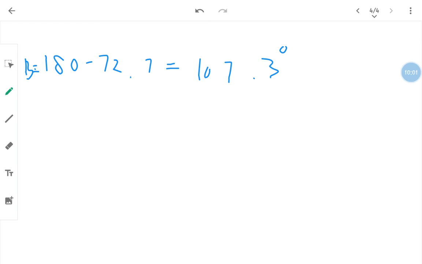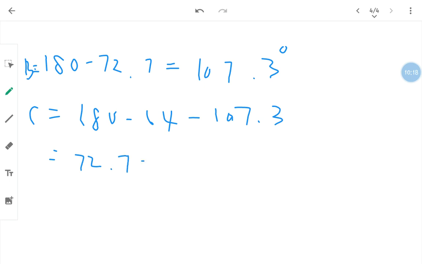Yes. Now, how can I get my angle C? Same way, 180 minus 64 minus 107.3. So 180 minus 107.3 would be 72.7, minus 64, that would be 8.7 degrees. That's going to be my C this time.